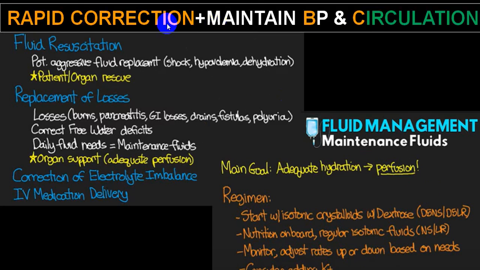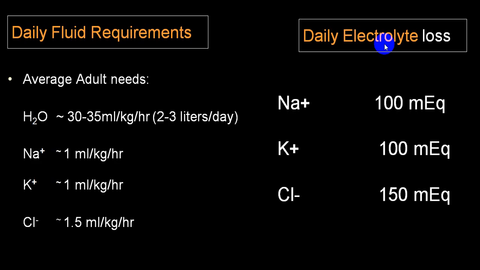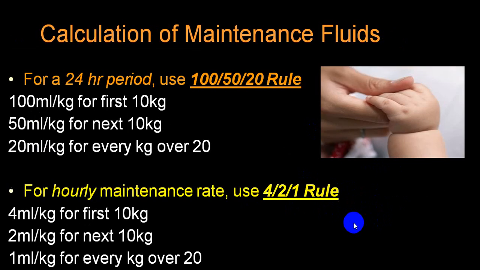So rapid correction then is mainly for maintenance of blood pressure and circulation. The daily requirement of an average adult patient is around 2 to 3 liters of fluid. Sodium is 1 milliequivalent per kilogram per hour. Potassium is also 1 milliequivalent and chloride is 1.5 milliequivalent. So the daily requirement is approximately 100 milliequivalent of sodium, 100 of potassium, and 150 of chloride.